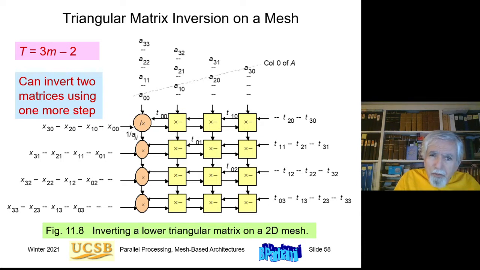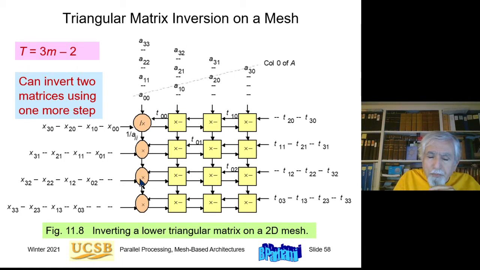So row 0 solves for column 0 of the inverse matrix, row 1 solves for column 1, and so on. So it's pretty easy to understand. Again, because the A values enter each subsequent row with 1 unit of delay, these placeholders for the X values are delayed by 1 extra unit per row of the mesh.